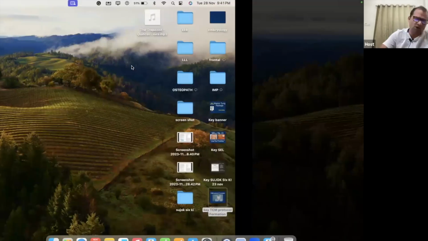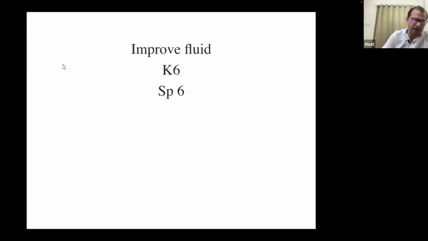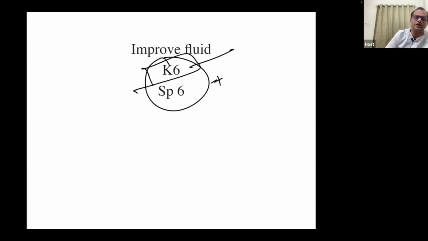Next, if we want to improve the fluid in the body, अगर हमें शरीर में पानी बढ़ाना है, always remember these 2 points: Kidney 6 and Spleen 6. Then we will add a few more points. But these 2 points are the basic points. Kidney 6 is the जलाशय, ये जलाशय है. Kidney 6, water pond. This is the water pond.